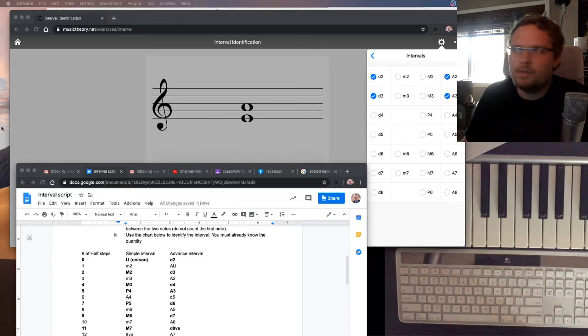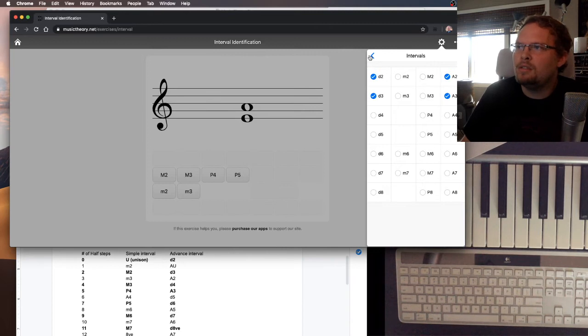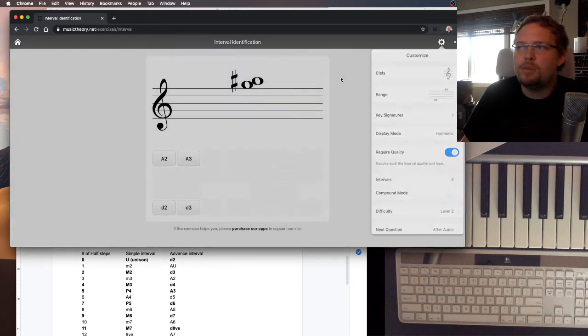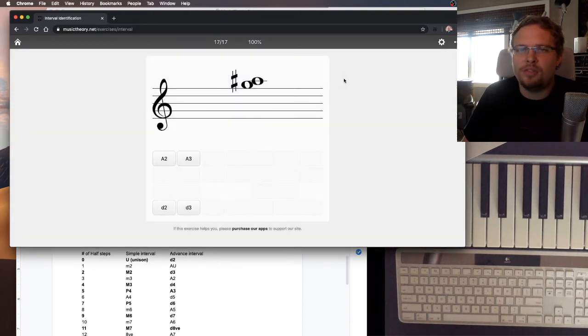Alright, theory students, we're going to jump in and talk about diminished and augmented intervals. Diminished and augmented intervals are notes that are written in certain ways, but they will almost always have another sharp or a flat in it, and you'll have to figure out how that works.